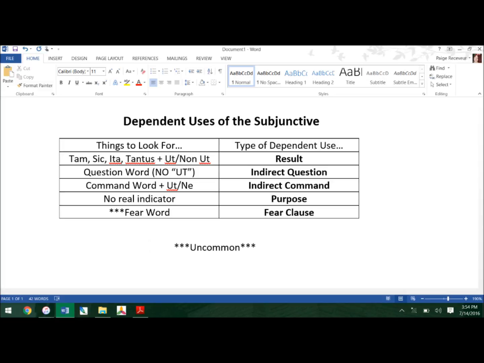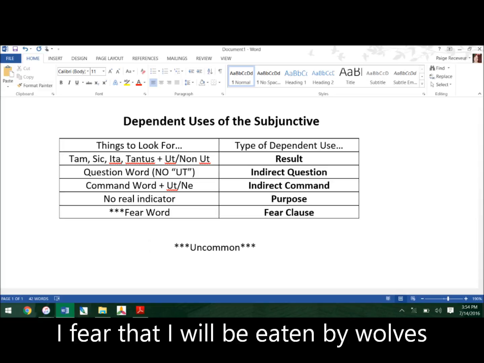Finally, we have the fear clause. It's really more of an uncommon use of the subjunctive, and it's only set up by a fear word. I fear that I will be eaten by wolves. It's really not something that you have to be too terribly worried about. The only thing to consider and to remember about a fear clause is that it's always the opposite of what you think.